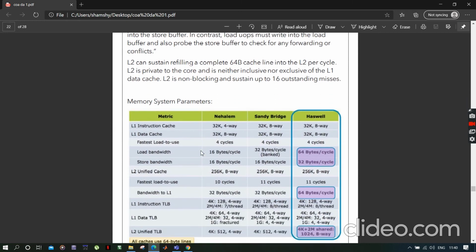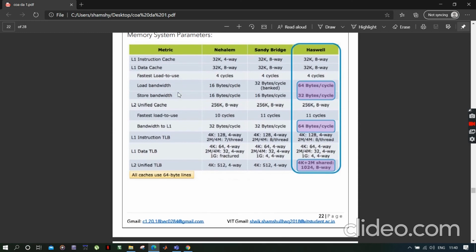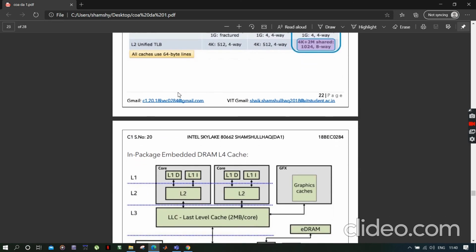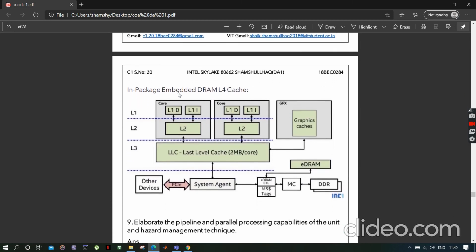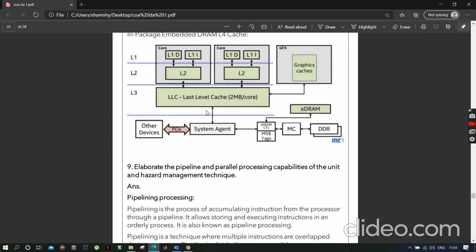And these are the memory parameters of the microprocessor. Have a look. This is the in-package embedded DRAM L4 cache in the microprocessor. Have a look.